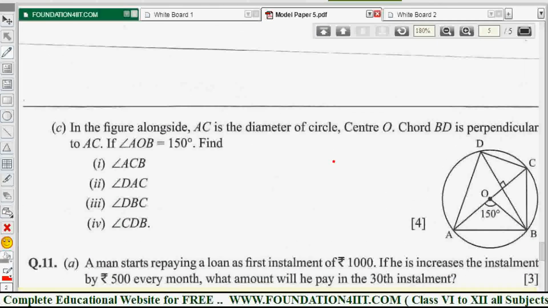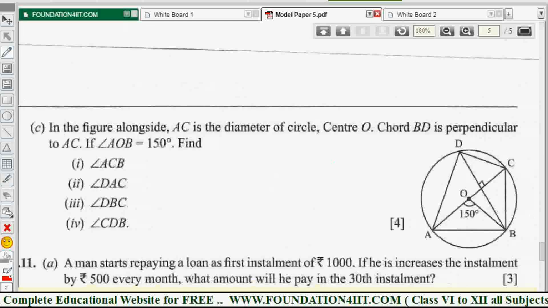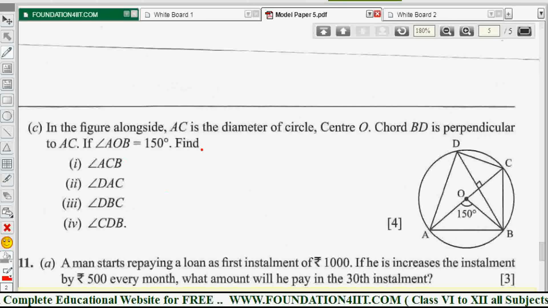Next one, from geometry, we need to find each and every angle in this. Let us see. From the figure alongside, AC is the diameter of circle. Okay, AC is the diameter. Center O, chord BD is perpendicular to AC. And this BD is perpendicular to AC. Angle AOB is 150 degrees, it's given. Find angle ACB.